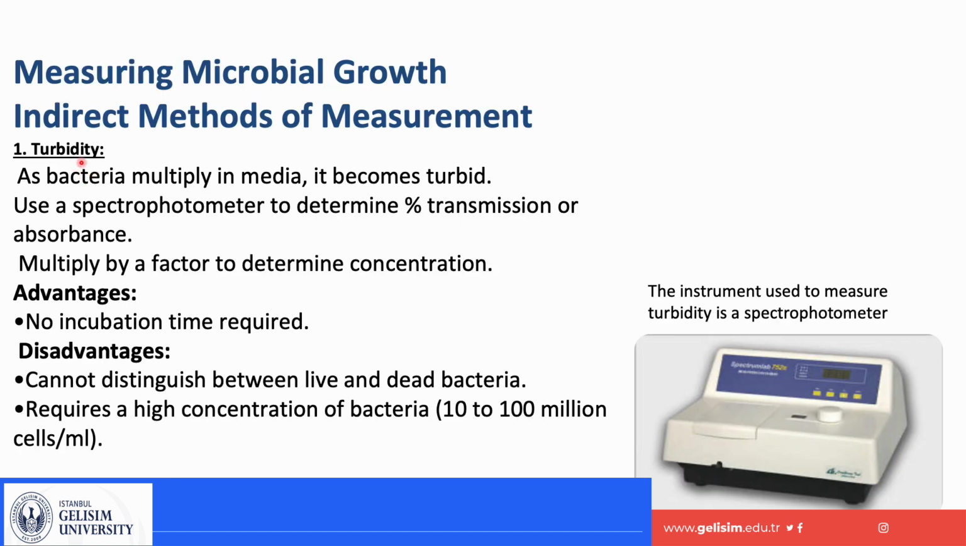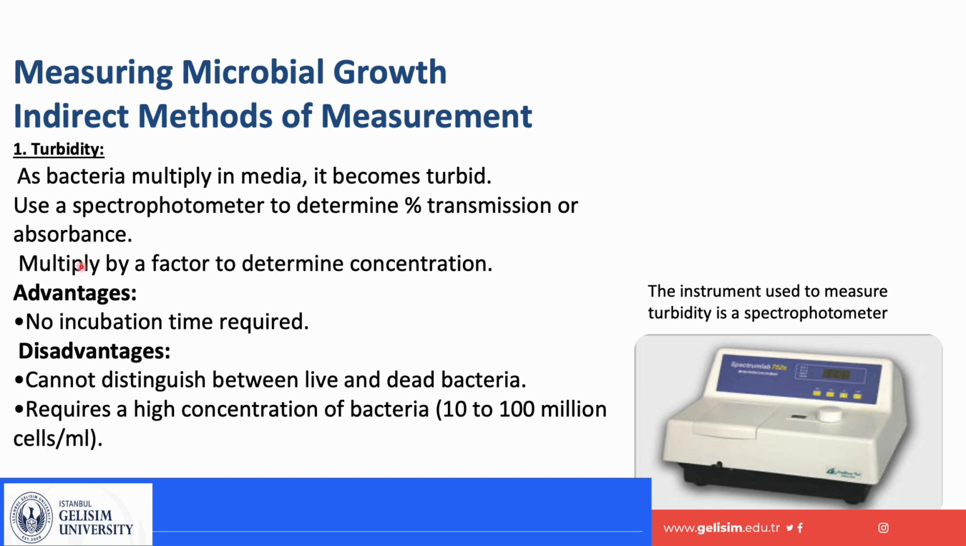Turbidity is an indirect method for measuring microbial growth that's based on the fact that as bacteria multiply in a liquid media, it becomes turbid. To measure turbidity, a spectrophotometer is used to determine the percentage of transmission or absorbance, which is then multiplied by a factor to determine the concentration of bacteria.